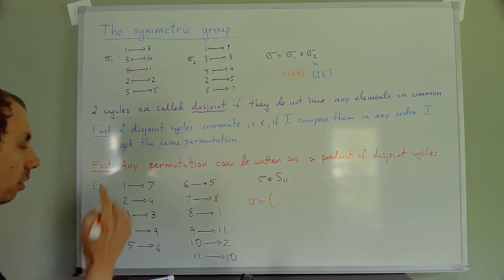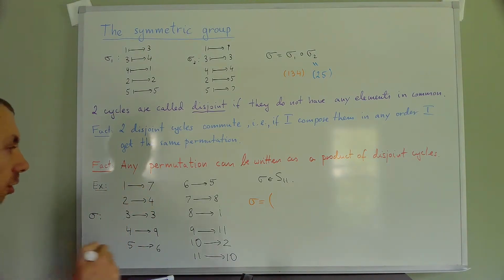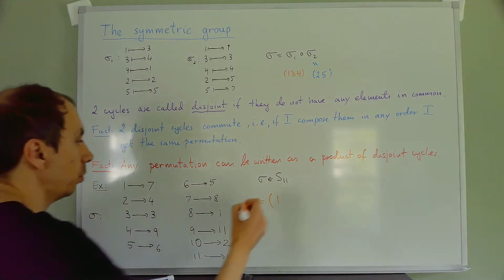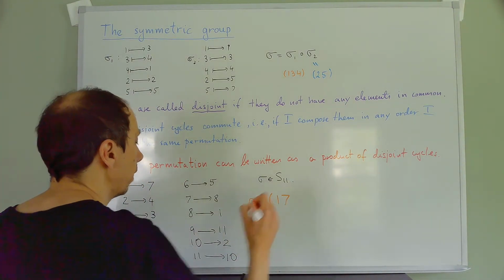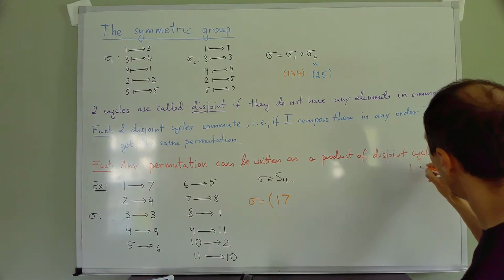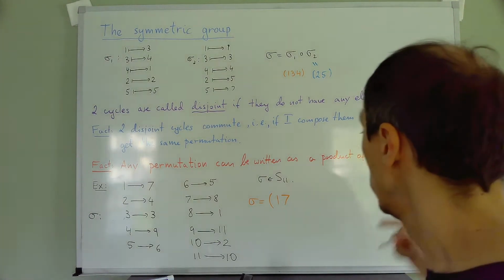Let's see. What's the lowest number? 1. Is it fixed? No, 1 is moved to 7. So I write 1 here, and then I write where 1 gets moved, so 7. Here I'm still going to do the picture of the cycle, but you should really start thinking about them in this way rather than in that way.